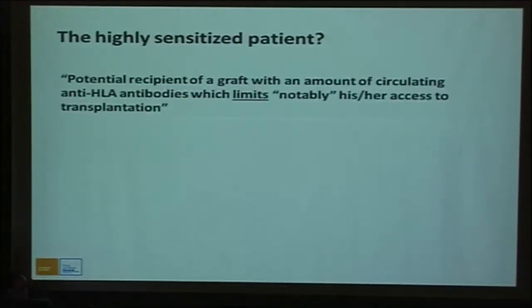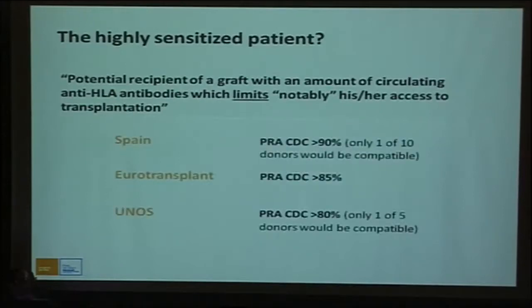What is then a highly sensitized patient? This is probably a good definition: a potential recipient of the graft with an amount of circulating anti-HLA antibodies which limits notably his or her access to transplantation. And the question is that you have to define what is notable, because as you see, the definition is not giving you a threshold of PRA.